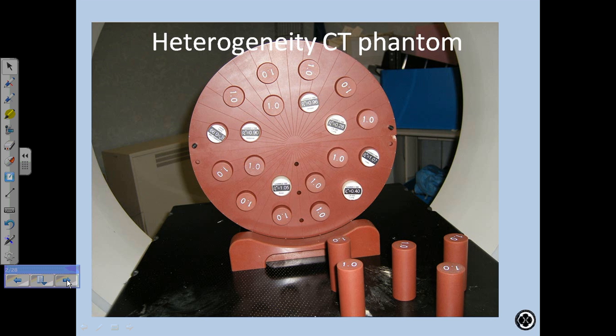Who's seen this phantom? I had them at the RSNA. They had them at RSNA. Okay, so this is it. I just wanted to show it to you.